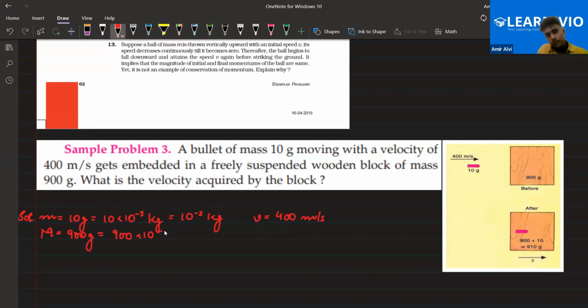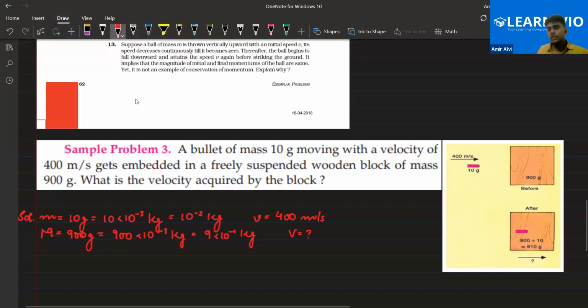900 into 10 to the power minus 3 kg, so it is coming out to be 9 into 10 to the power minus 1 kg. We need to find the velocity acquired by the block. I'm taking capital V as the velocity acquired by the block.